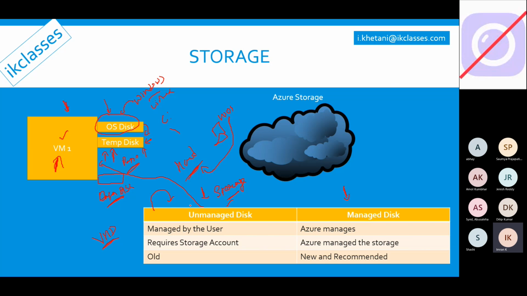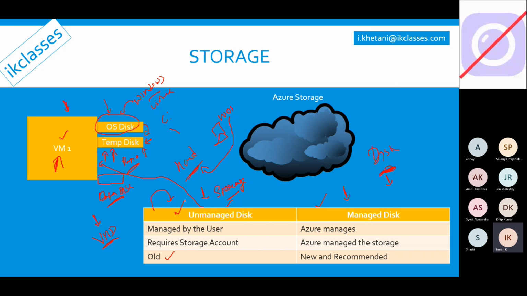But I'm responsible for those disks. I'll have to make sure that there's proper connectivity between the storage account and wherever you have stored that particular virtual hard disk. Okay. So this is the old way of having a data disk. The recommended way is managed disk. So I'll just go to Azure, search for disk, and create a disk. The physical responsibility of that disk is with Azure.